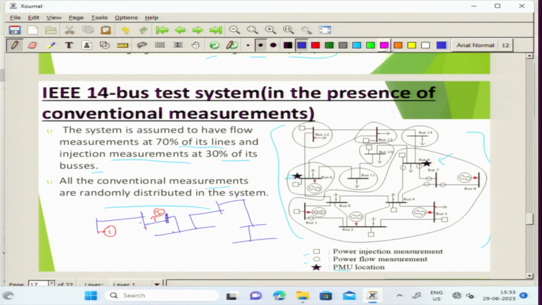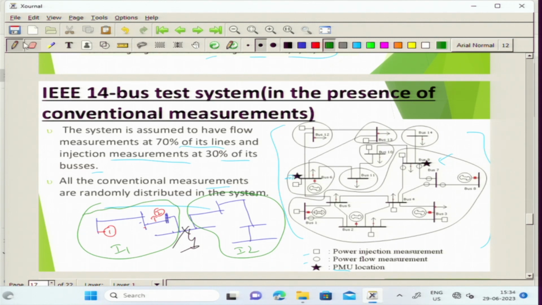If there is a fault being considered here, so this line is being taken out. In that case, the system is now grouped into 2. Now there are 2 islands, let us say this is island 1, this is island 2. Now what is happening: earlier you had placed 2 PMUs here itself, so though island 1 is very much observable, island 2 is no more observable. So this is a very critical situation.